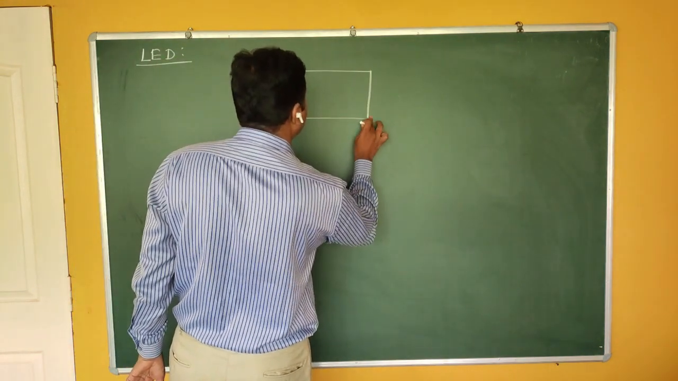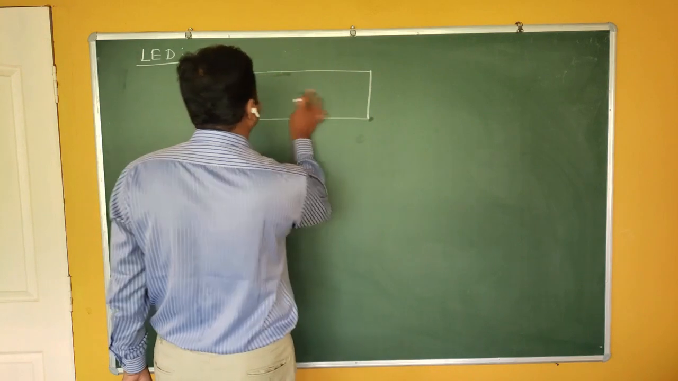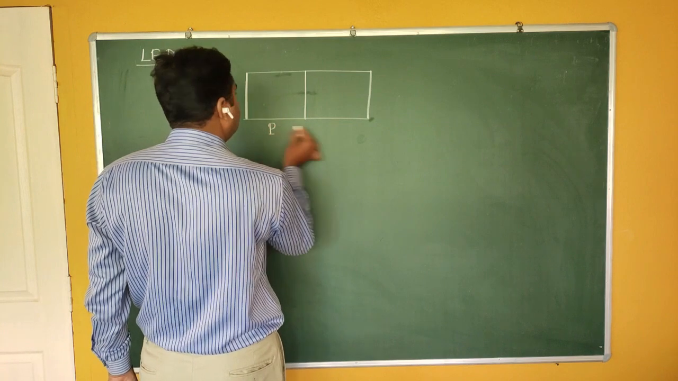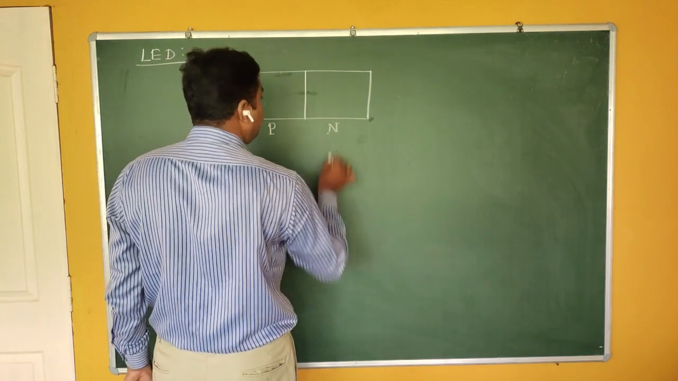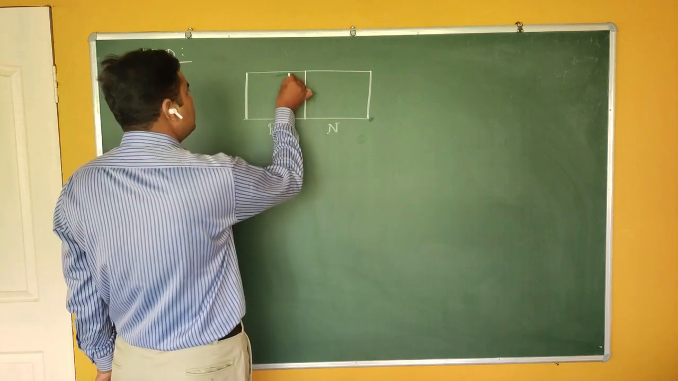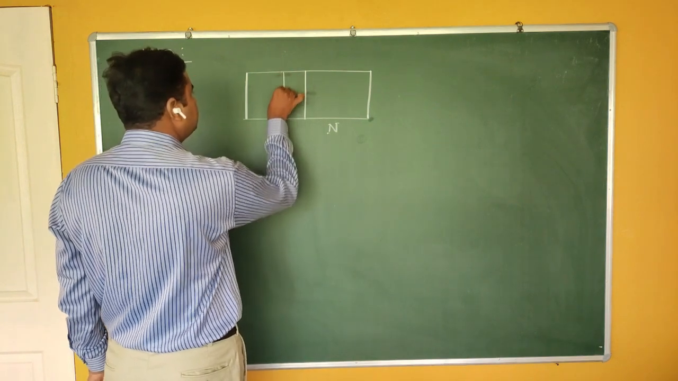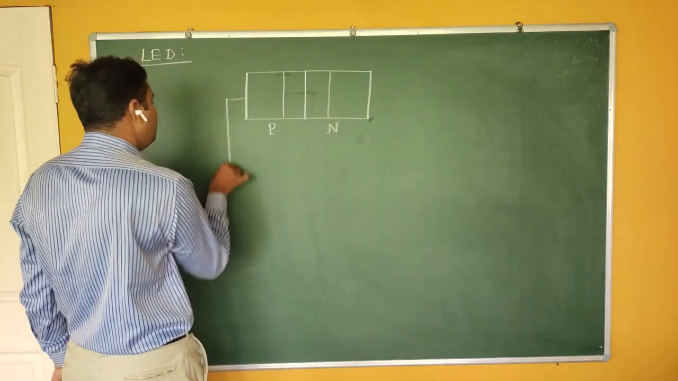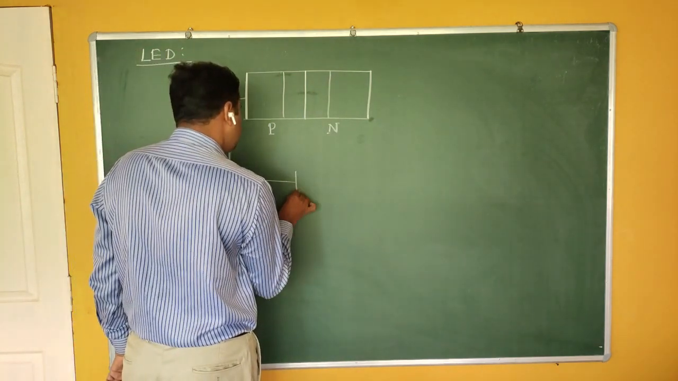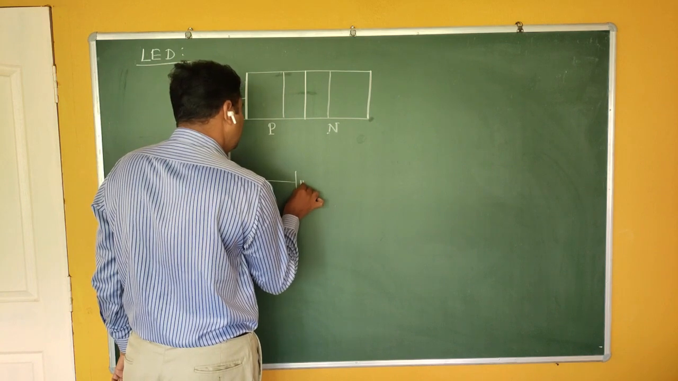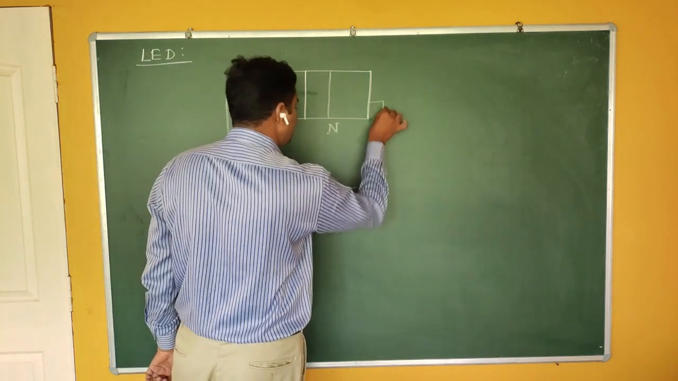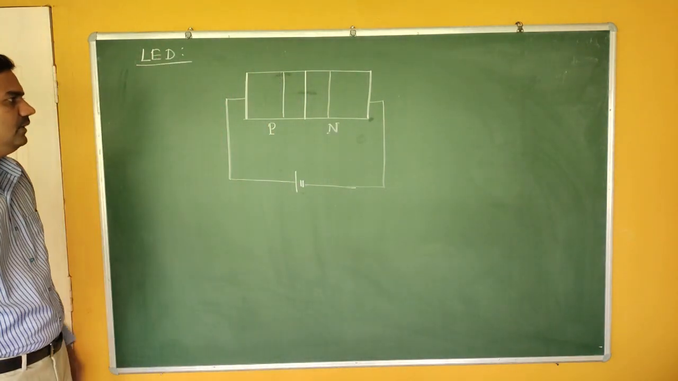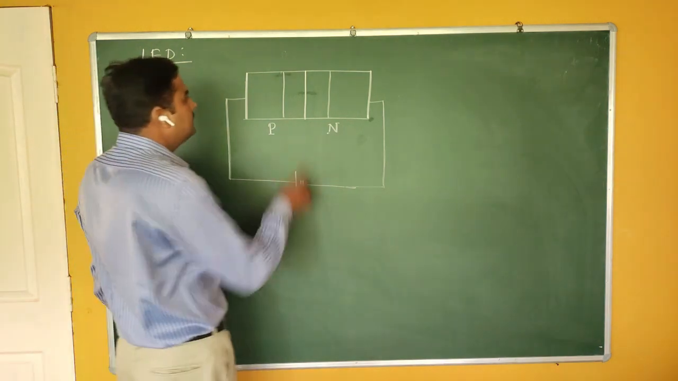Again it is a p-n junction. On one side you have the p type, on the other side the n type of material. This time it is forward bias. Forward bias means the p type is connected to the positive of the battery, and the n type is connected to the negative of the battery. This is called forward bias. Some barrier is there.